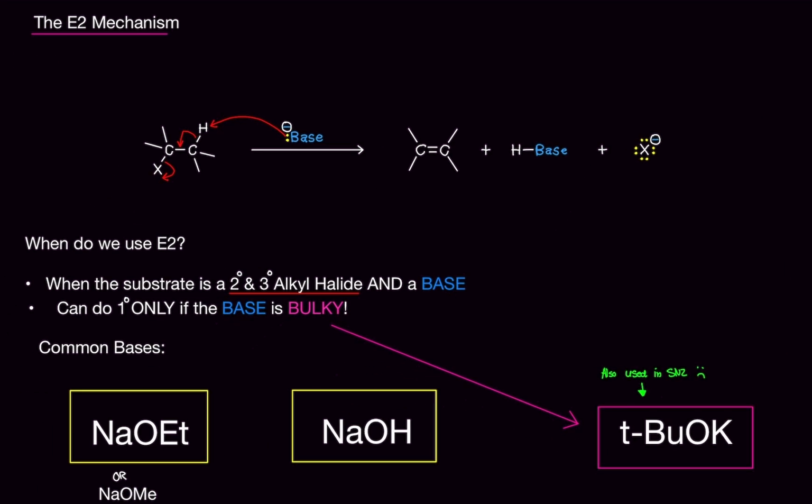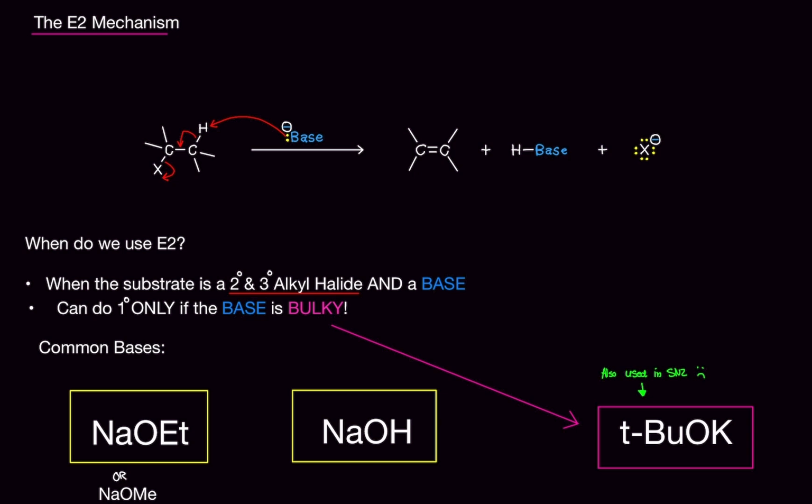2 or 3 R groups. And you have a base as well. So you must have a base. A nucleophile will not do. It has to be a base. Now, you can also do it on first degree alkyl halides, but only if the base is bulky. And you're probably wondering, what is that?